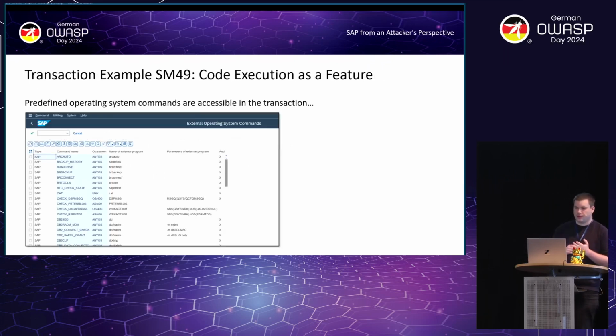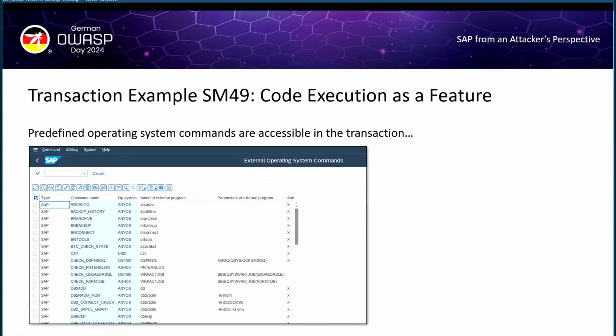The first one would be SM49, which is basically code execution. So if you enter SM49 up there in the transaction box, you get to this screen, and you can then choose which command to run. And there are quite some interesting choices, for example, cut or DD, which I think a lot of you know what to do with those.